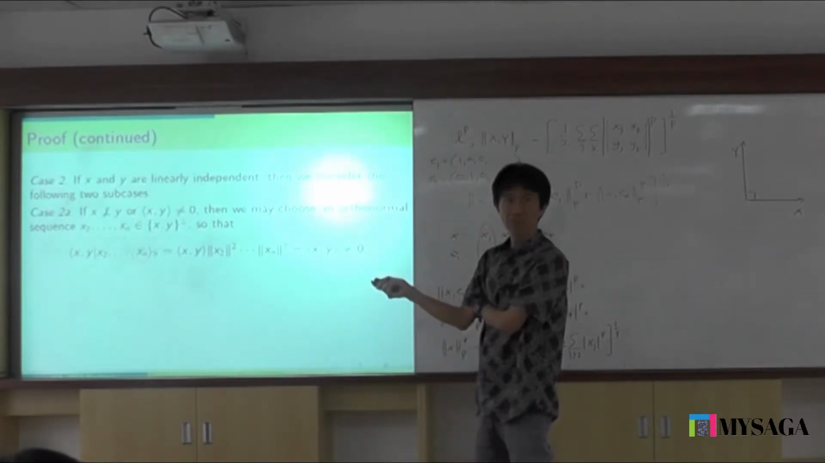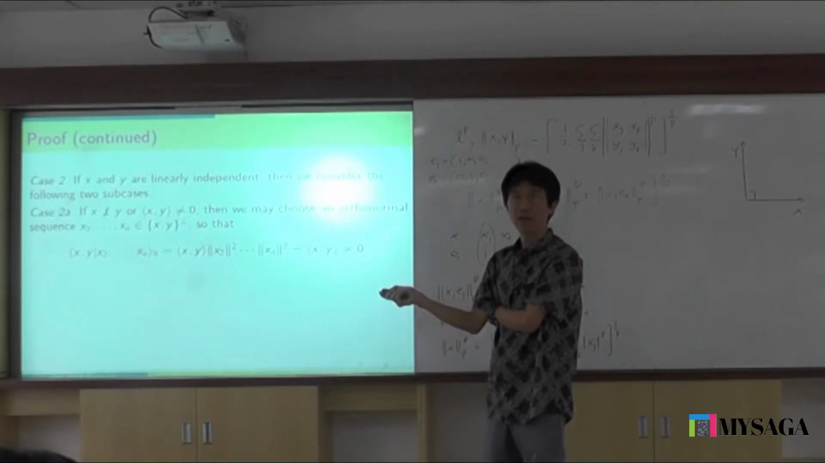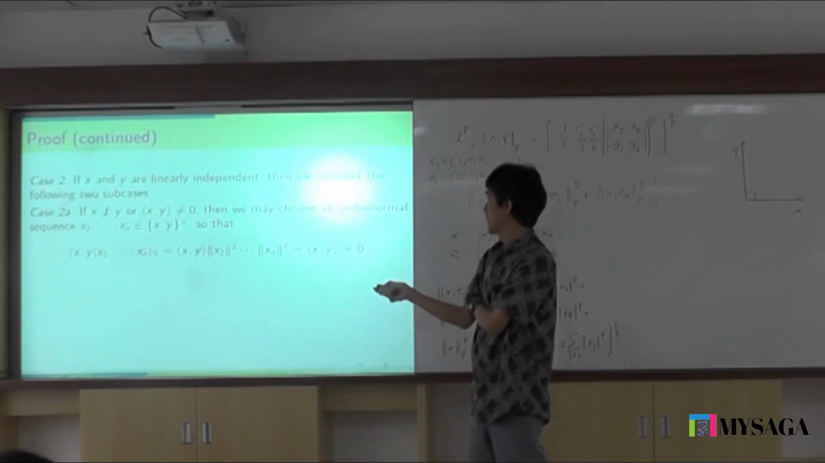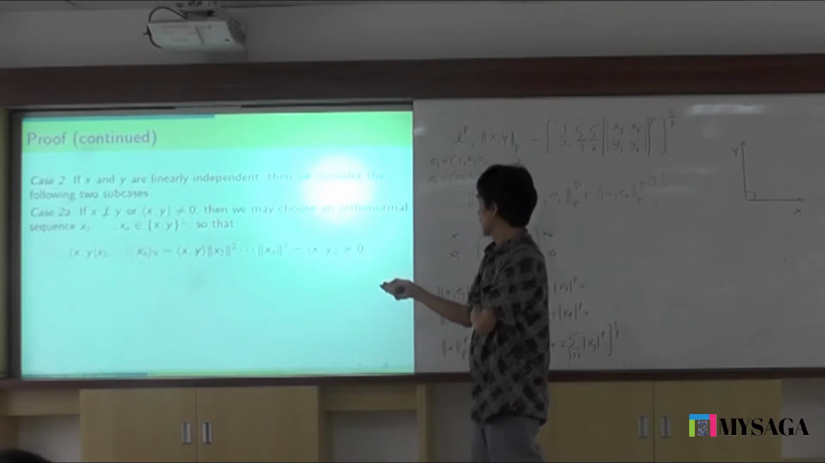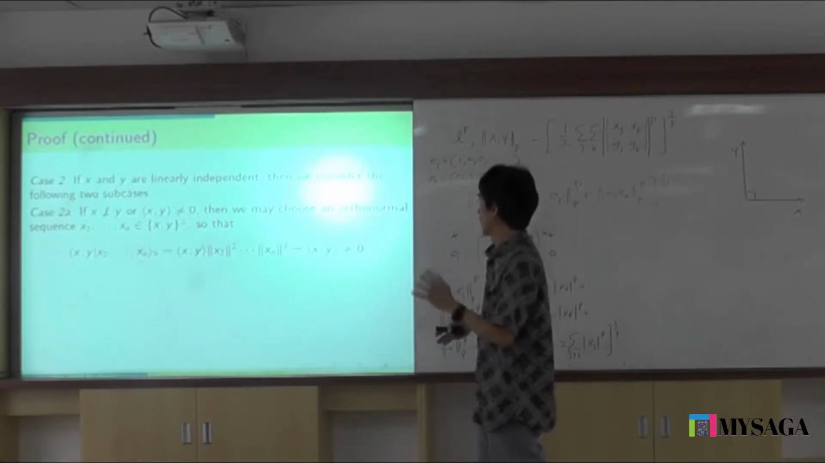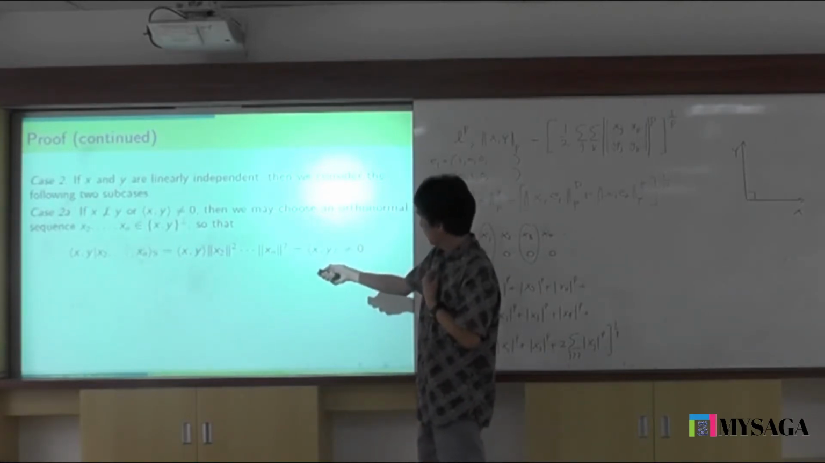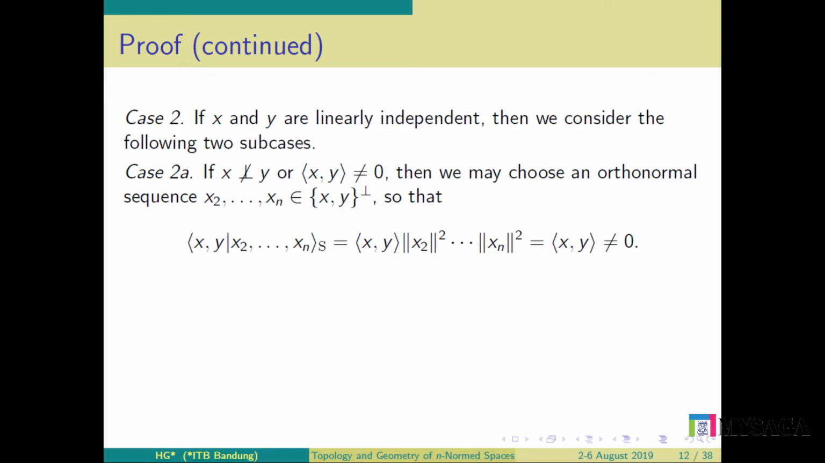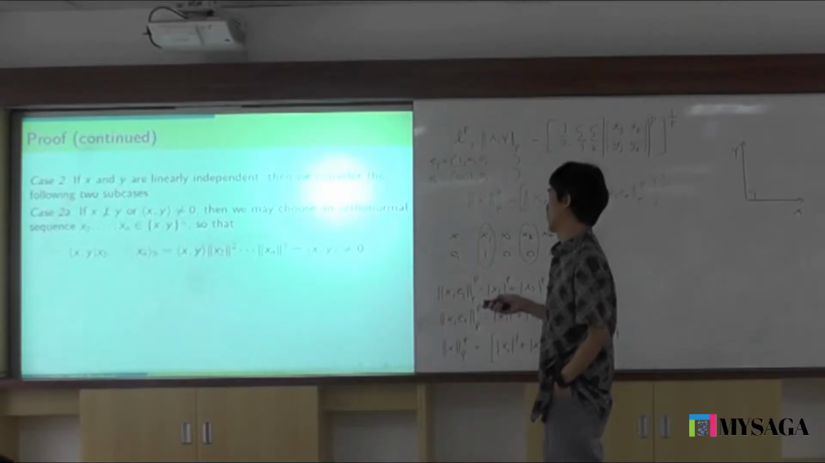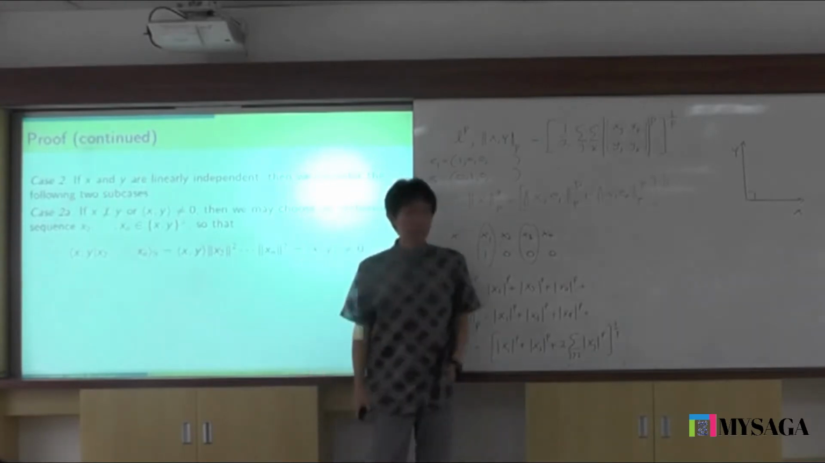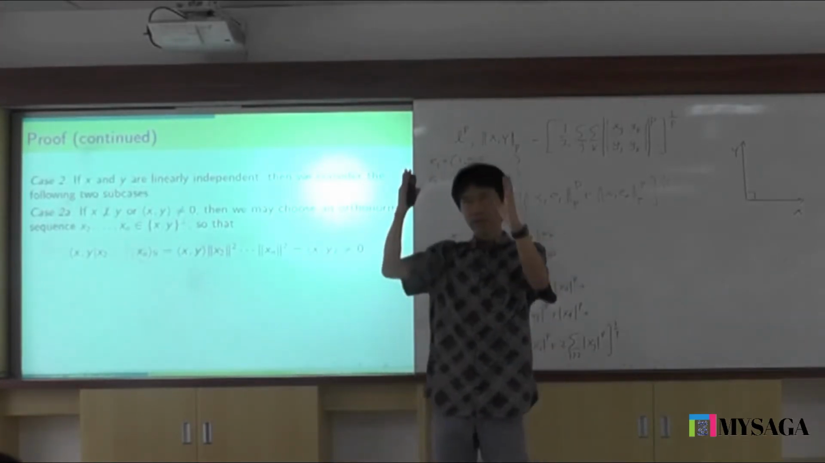Now we use the assumption that the space has dimension at least n plus 1. So we still have at least n minus 1 vectors that will make the orthogonal projection of x and y. We can choose an orthogonal sequence x2 up to xn. So, using the formula for the n-inner product, remember the formula of the n-inner product.